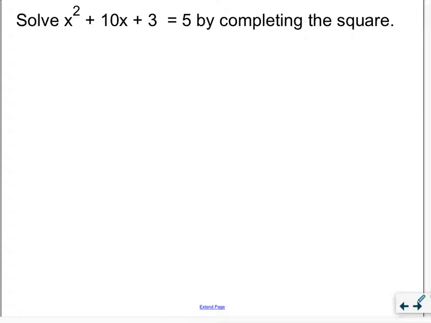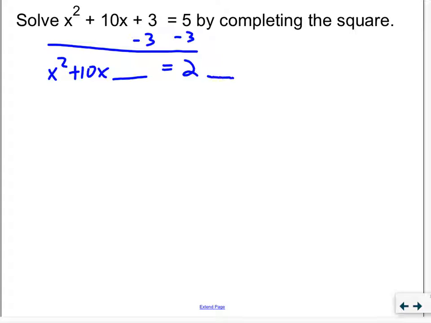All right, your turn to try one. Oh, no! There's a 3 over there already. Well, let's get rid of the 3. Subtract the 3 away. So now I get x squared plus 10x equals 2. And let's put a number in the line.